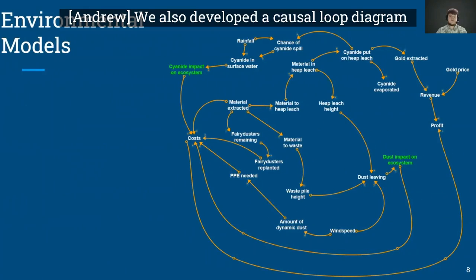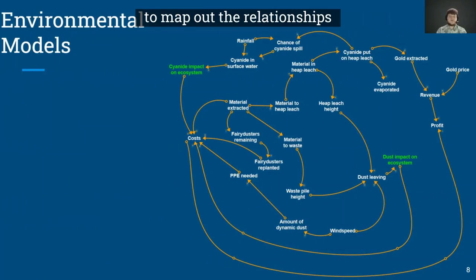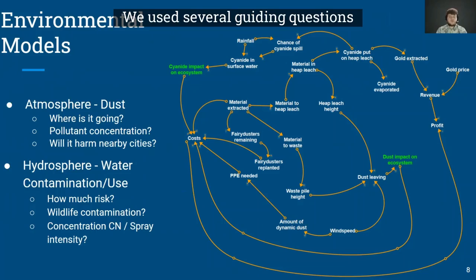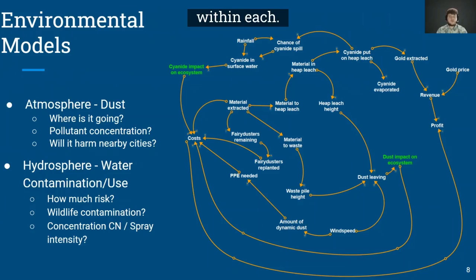We also developed a causal loop diagram to map out the relationships across the mine, shown on the right. The main environmental considerations are highlighted in green. These are dust and water. We used several guiding questions to measure and determine the risks within each.